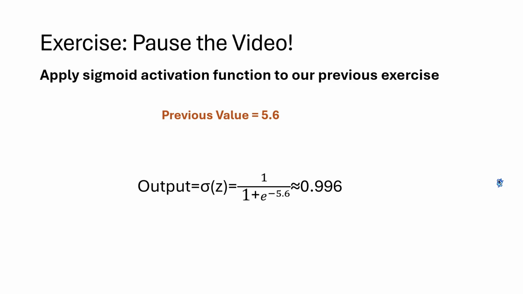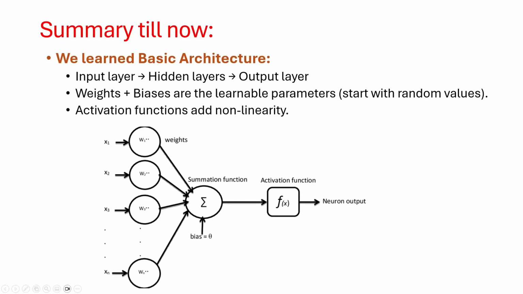Now, let's review. We learned basic architecture: input layer, hidden layers, output layer, weights and biases. The learnable parameters start with random values. Activation functions add nonlinearity. Now take a 30-second break. You earned it.